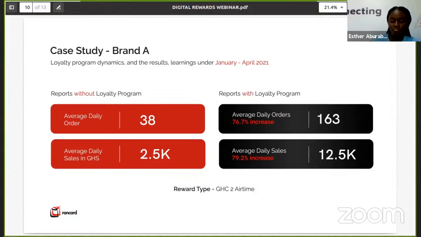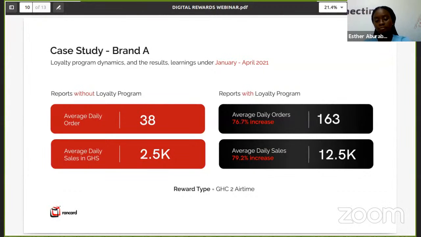initially it seemed too small to me, but it made significant progress for them in terms of their orders and sales. They jumped from 38 orders to 165 orders daily on average, which is a 76% increase compared to what they were doing without any loyalty program. And they were doing 12.5K Ghana cedis on a daily basis as well, which is a 79% increase on what they were gaining daily.